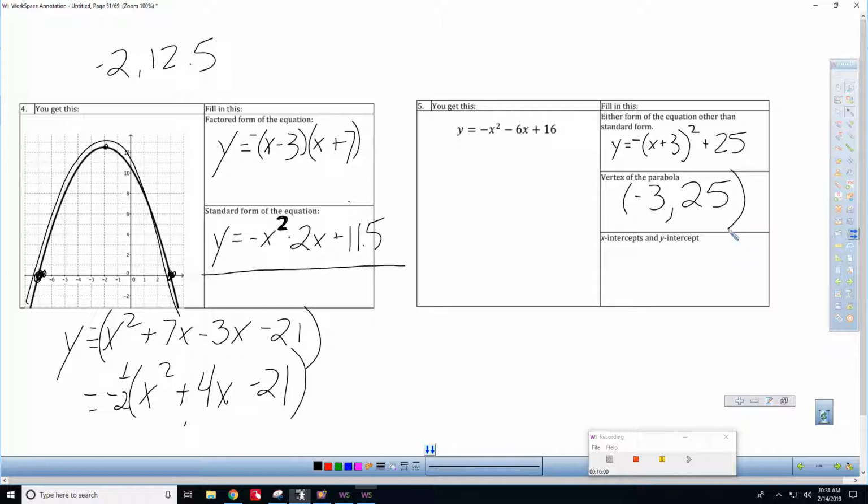And I'm going to find the X-intercepts and the Y-intercepts. Well, the Y-intercept I can find. Put in a 0 for X. What do I get? Okay, that works.